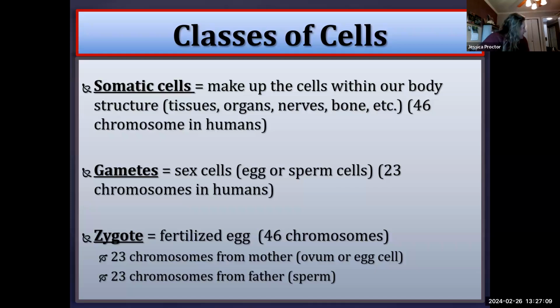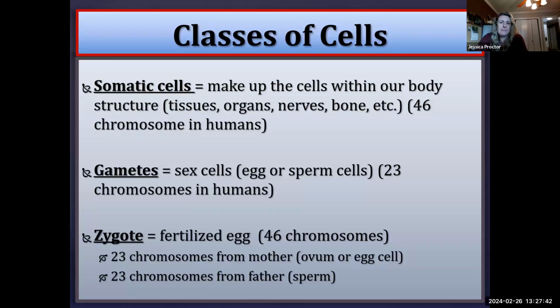So somatic cells, another name for somatic cells is body cell, essentially. A somatic cell could be a tissue cell, it could be a liver cell, it could be a blood cell, it could be a hair cell, it could be a saliva cell. You guys get the picture. Basically, any cell in your body that is not a sperm cell and is not an egg cell is going to be a somatic body cell. So it makes up the cells within our body structures, our tissues, our organs, our nerves, our bones, our skin, etc. And somatic cells are always going to be diploid.